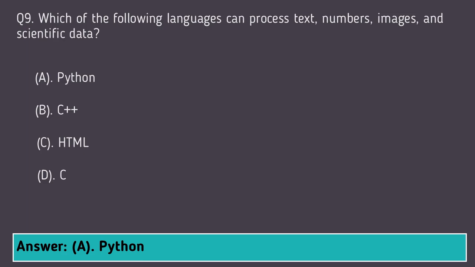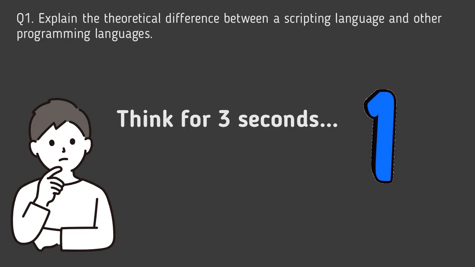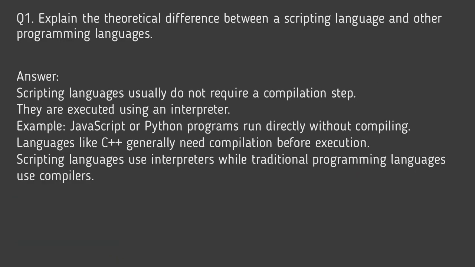Python can process text, numbers, images, and scientific data efficiently. The name variable stores the name of the current Python file. Scripting languages run using an interpreter and usually do not need compilation. Languages like C++ require compilation before execution.